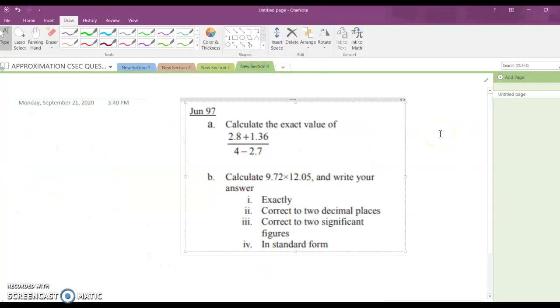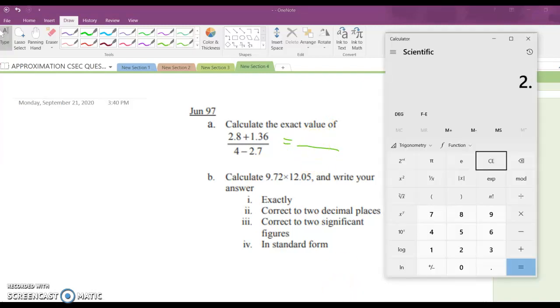Let's look at this last question here, which was actually the assignment question. Now, for part A, you want to calculate the exact value of this. I always say work out the top first and then work out the bottom separately, then divide. So the top first is 2.8 plus 1.36, and we get 4.16.